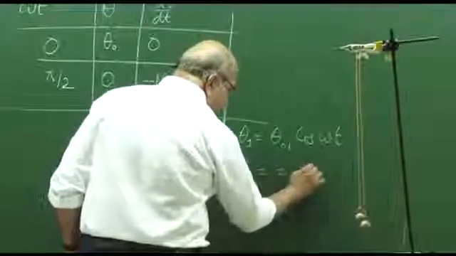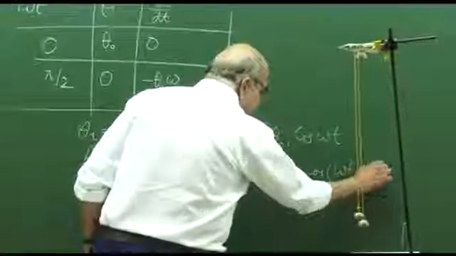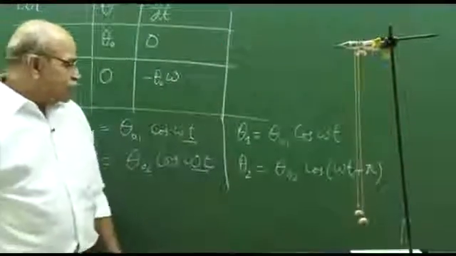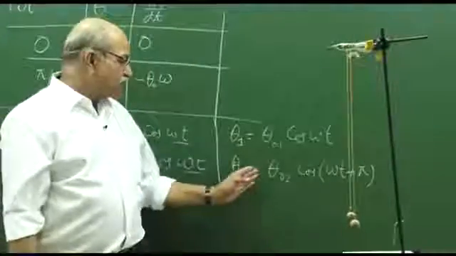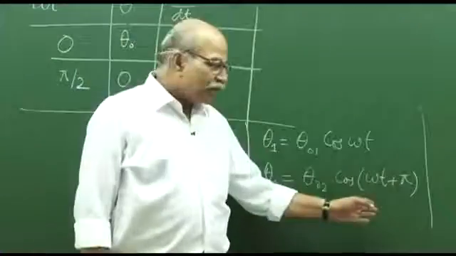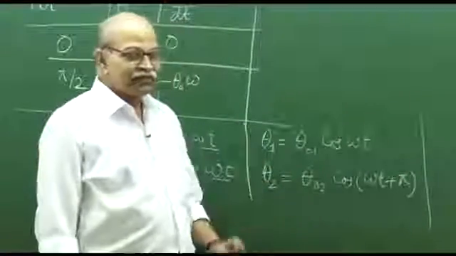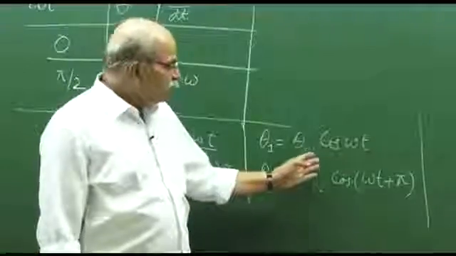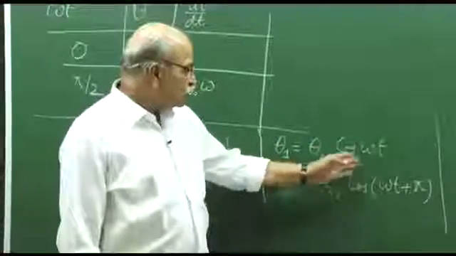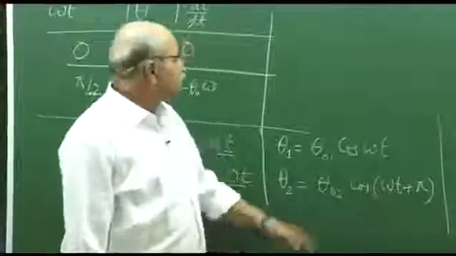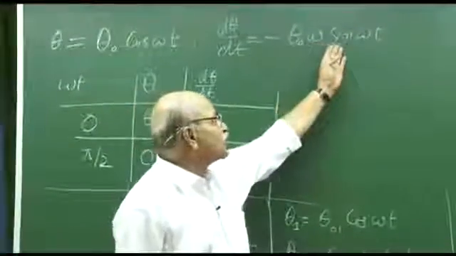So you can write this as cos of omega t plus pi. You can check, if omega t is 0, this is cos pi, which is minus 1. So this is now minus theta 0 2. So by putting this pi here, we are able to describe motion of both the pendulums. And even if you think of velocity, one is going left, another is going right, that also can be obtained by this pi itself. Velocity is given by this expression, minus theta naught omega sine omega t.